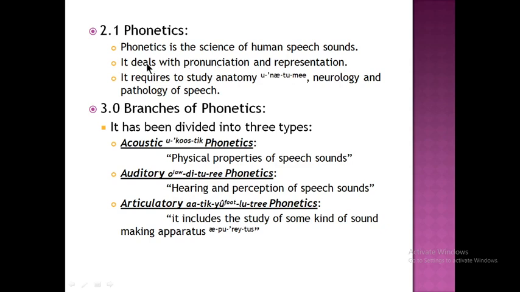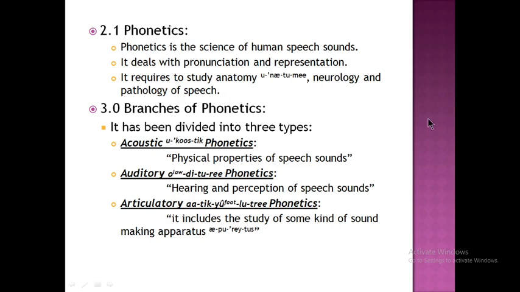This is the field which is dealt with in phonetics, and it requires the study of anatomy, neurology and pathology of speech. Anatomy means the structure of organs, neurology the work of nerves, and the last part, pathology. These three come into the picture to study phonetics.